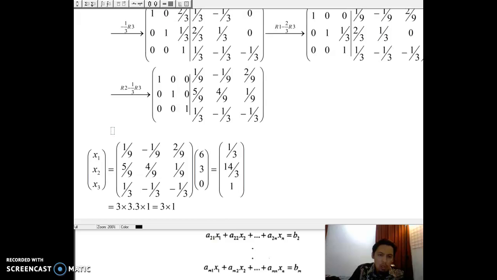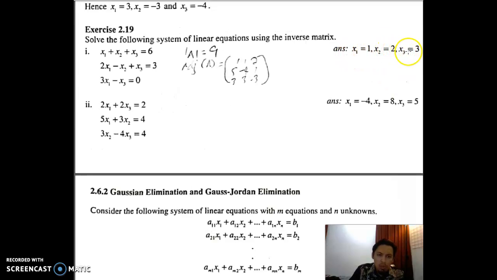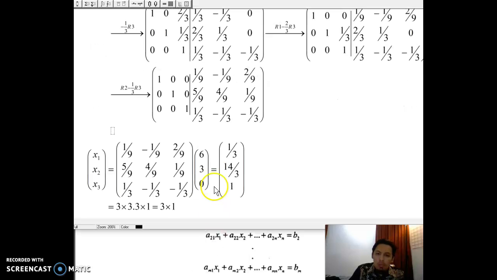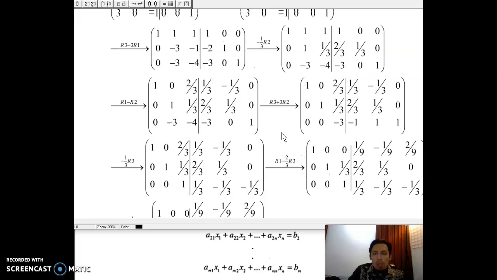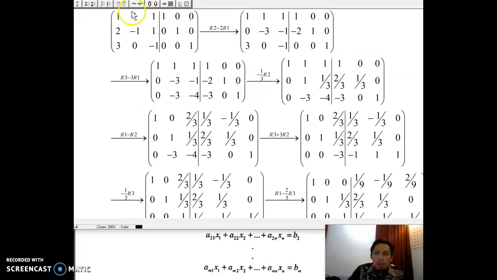Let's try to tally it back with our answer here. It's not the same. This might be due to the weakness of ERO, because it involves this kind of steps. You need to be careful. Please check it again later with the cofactor method to see whether it is correct or wrong. I hope you understand it. Thank you.